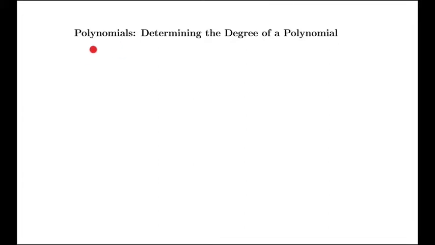One thing we need to be able to do with polynomials is to determine the degree of the polynomial. Now, the general form of a polynomial is given by y equals a sub n x to the n plus a sub n minus 1 x to the n minus 1 plus a number of terms here that are not specifically identified plus a sub 0.